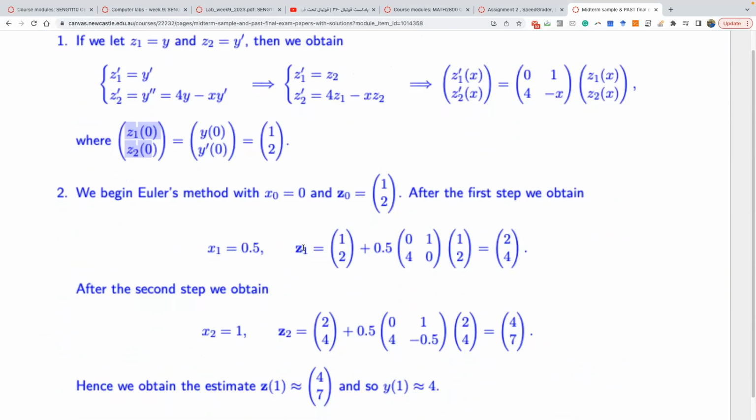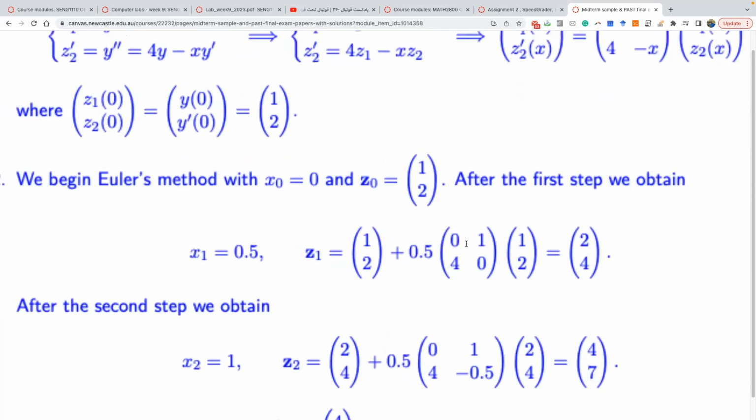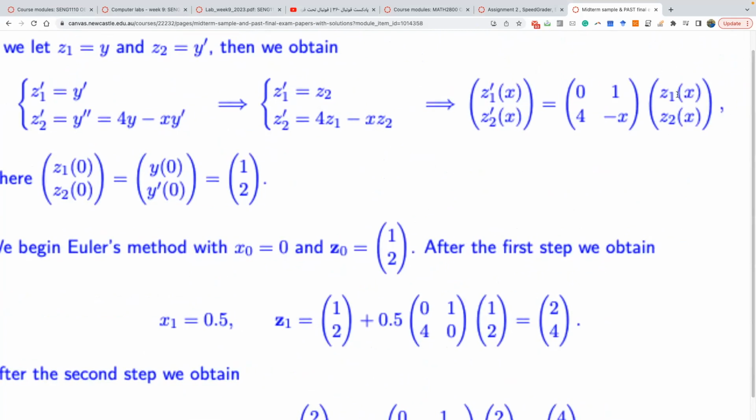So what is Euler's method? It tells me that Z(n+1) equals the previous one, which is this guy here, plus h times f. H is half. F is this guy here. Do you see my pointer? Okay, F.